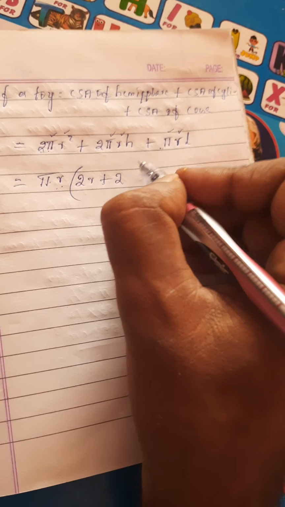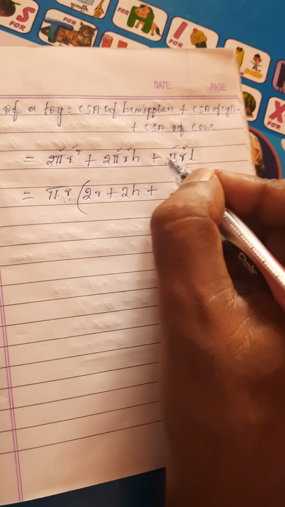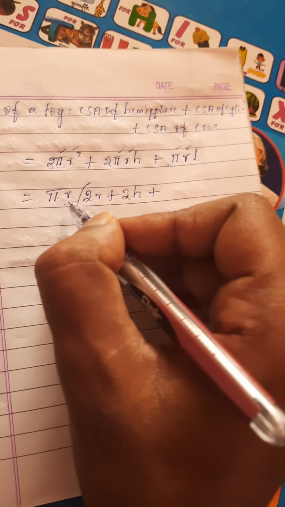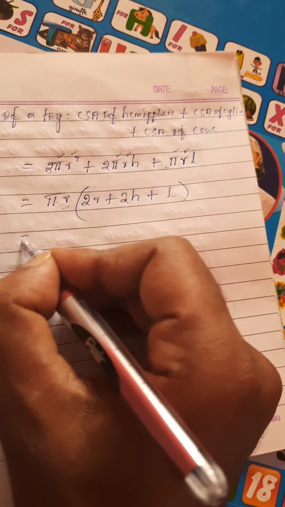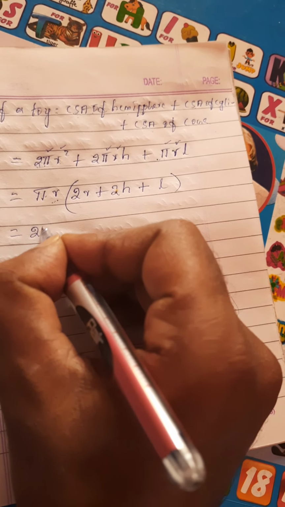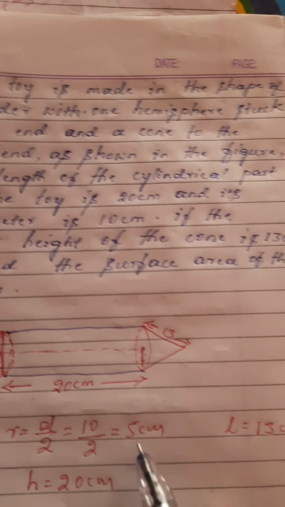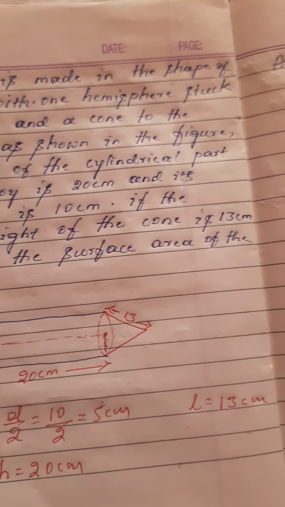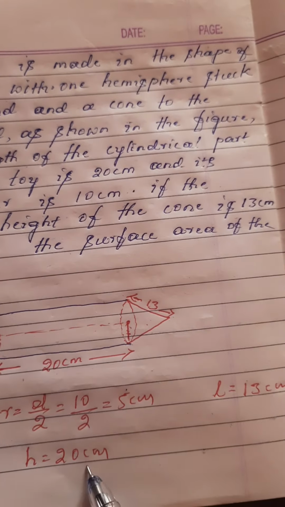Okay, what will be the remaining? H is remaining, plus pi is already taken out and r is already taken out. What is the remaining? L is the remaining. Now substitute the values. Pi means 22 divided by 7, r means, as we all know, 5 centimeter. And L means 13 centimeter, H means 20 centimeter.